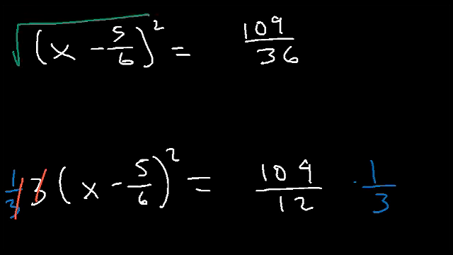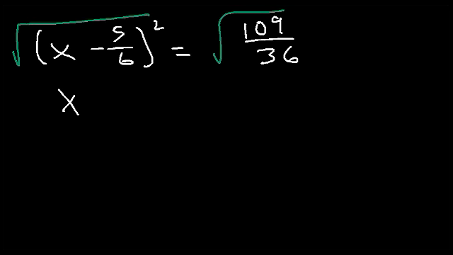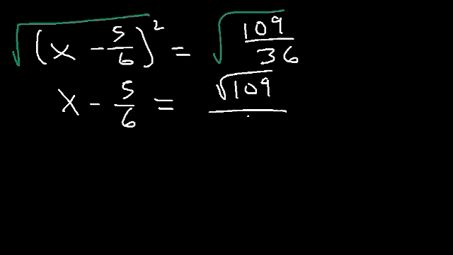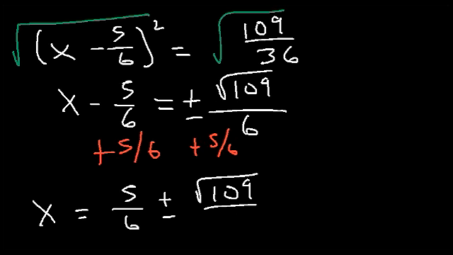So now let's take the square root of both sides. On the left side, we simply have x minus 5 over 6. On the right side, it's going to be the square root of 109, and the square root of 36 is 6, and it's plus or minus. So now all we can do at this point is add 5 over 6 to both sides. So the final answer is 5 over 6 plus or minus root 109 over 6.